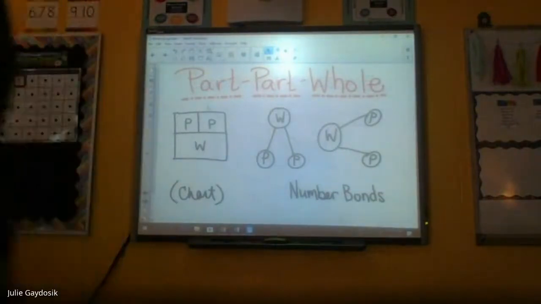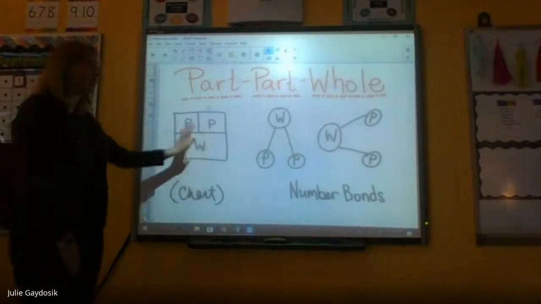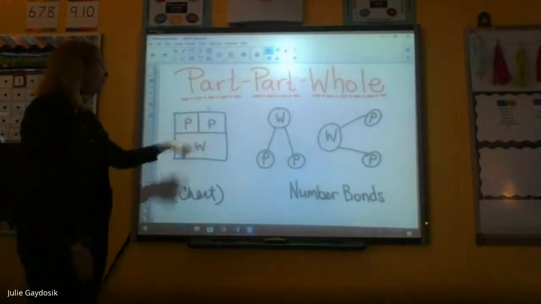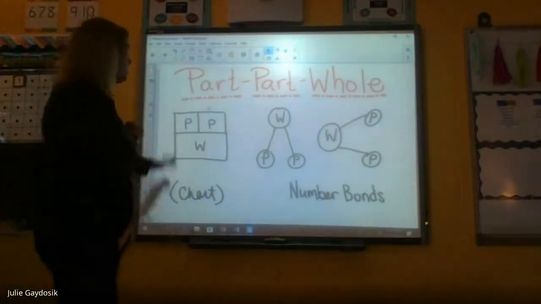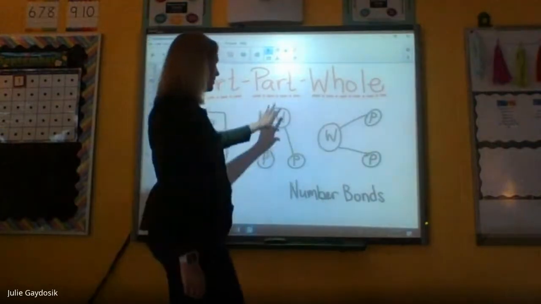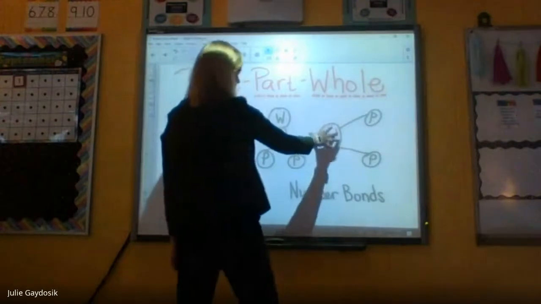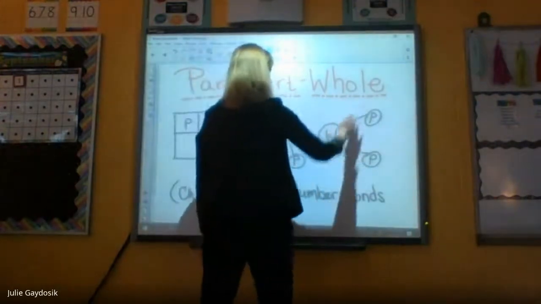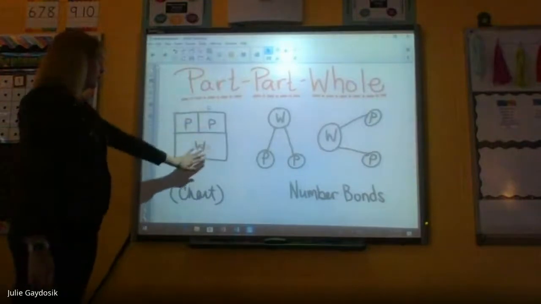But this is part whole. And remember, the whole is the biggest piece, the biggest number that you have. And the parts are the two numbers that you would put together or add together to make the whole. And you can also write this using number bonds. So remember, you have the big circle at the top and the two parts. Or you can have the big circle on one side and the two parts branching out. But for yesterday and today, we focused primarily on using this chart.